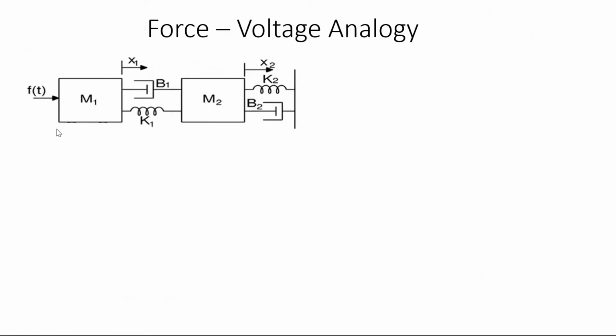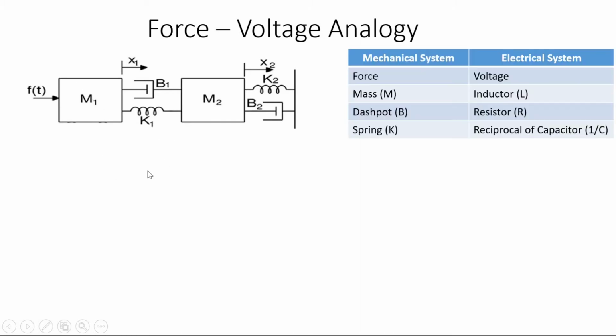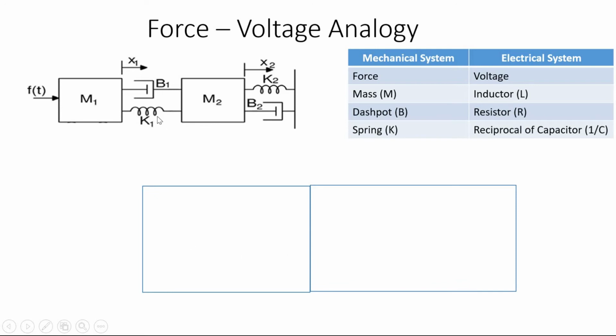So now, how can we convert a complex mechanical system to an electrical system using the force-voltage analogy? Here there are two masses, M1 and M2, so there will be two meshes. So we have to consider the mechanical system and the electrical system, with two meshes M1 and M2.